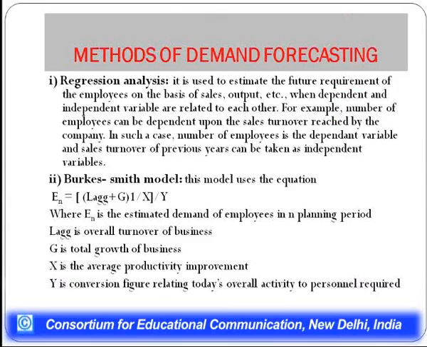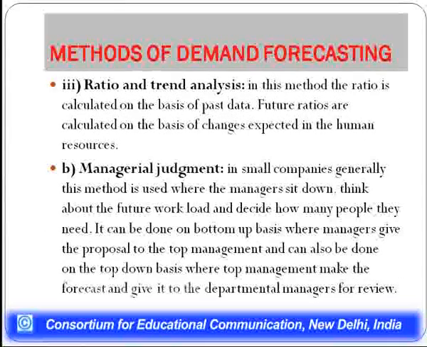Now coming on to the second method of demand forecasting, it is the Burke-Smith model. This model uses a particular equation as follows: En = (Lag + G) × X / Y, where En is the estimated demand of employees in N planning period, Lag is the overall turnover of the business, G is the total growth of the business, X is the average productivity improvement, and Y is the conversion figure relating to today's overall activity to the personnel required.